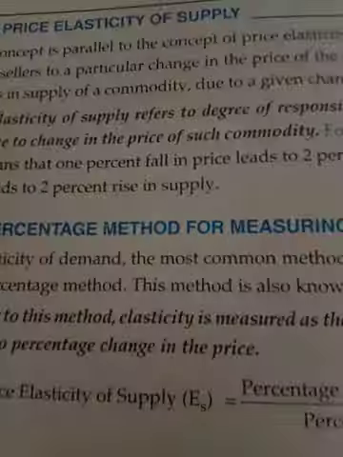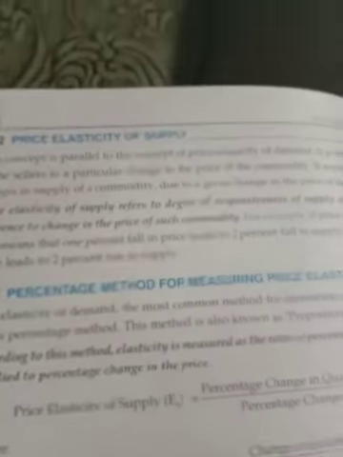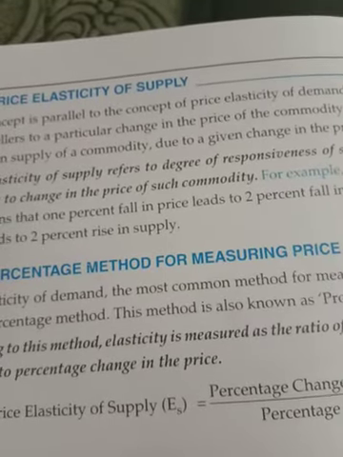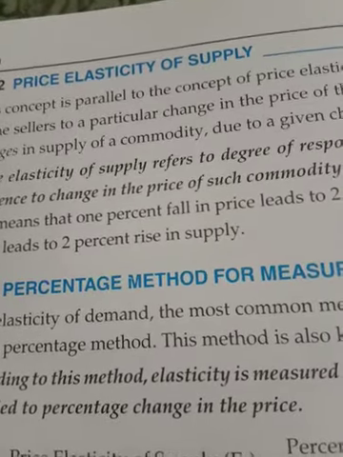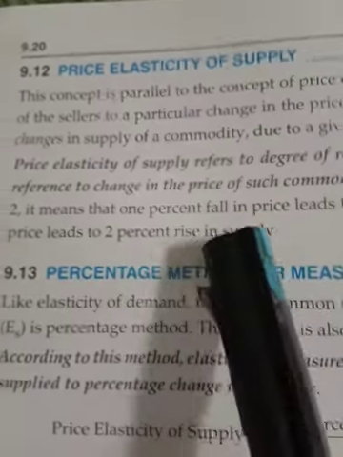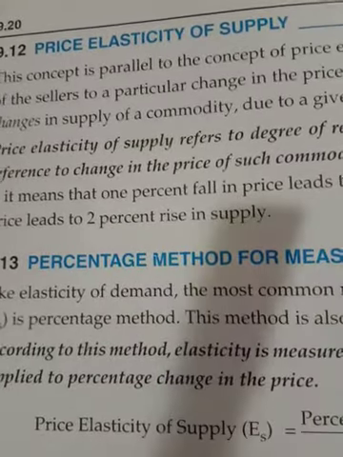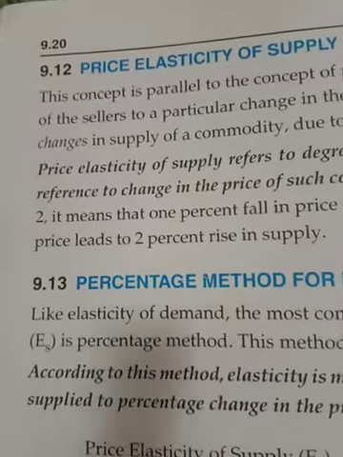Yes, 11th class economics. The next chapter is price elasticity of supply. This is the topic after theory of supply. Price elasticity of supply is basically the degree of response of supply of a commodity with reference to change in price of such commodity. So here only one factor is given importance, that is price. How much change occurred in supply due to how much change occurred in price. That is the price elasticity of supply.